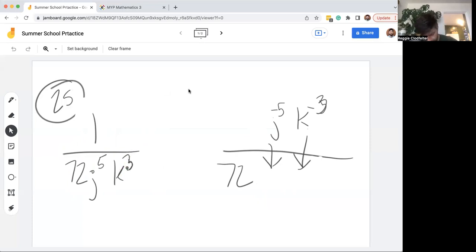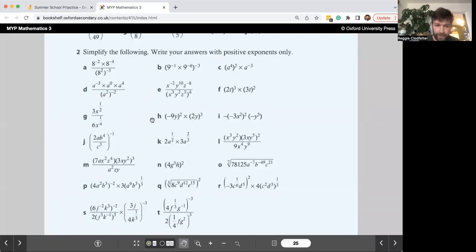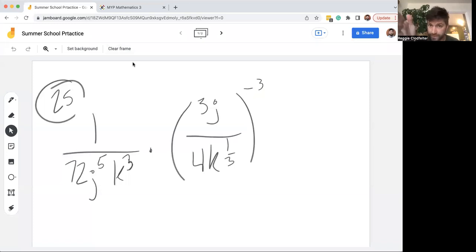Now we're going to erase all this, and we're going to do the other part of it. So we've got 3j over 4k to the 1/3, and all of that to the negative 3. Just like this. The first thing we're going to do is we see we have a negative exponent applying to an entire fraction. So I'm just going to flip the fraction.